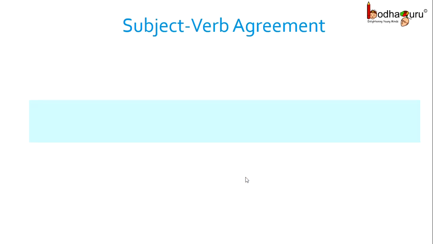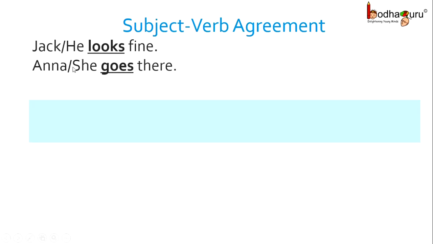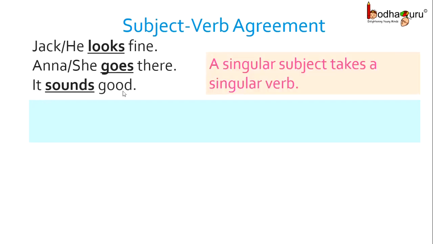Now, coming to subject-verb agreement, let us see a few examples. Jack looks fine. Or you can say, he looks fine. So here the subject is in singular form. Next, Anna goes there or she goes there. Another sentence, it sounds good. So what do we see? A singular subject takes a singular verb.